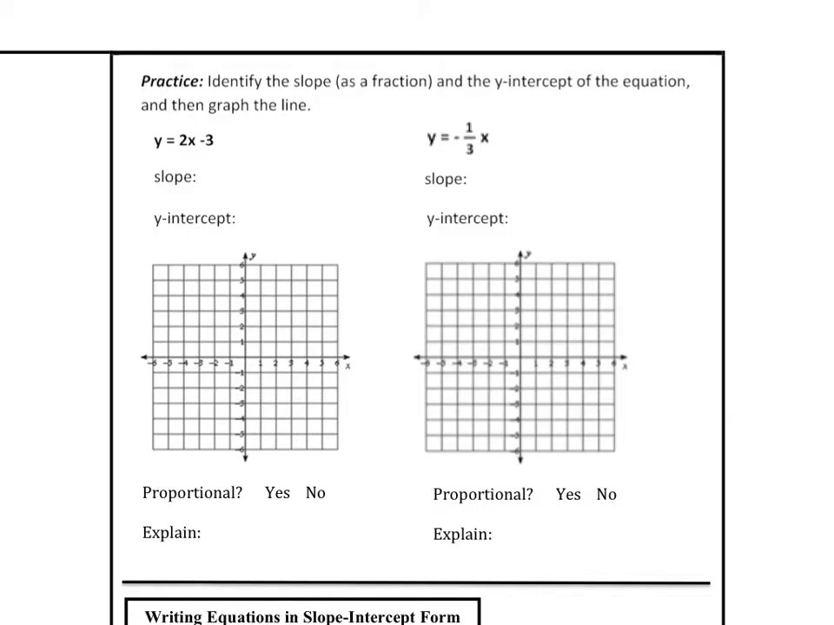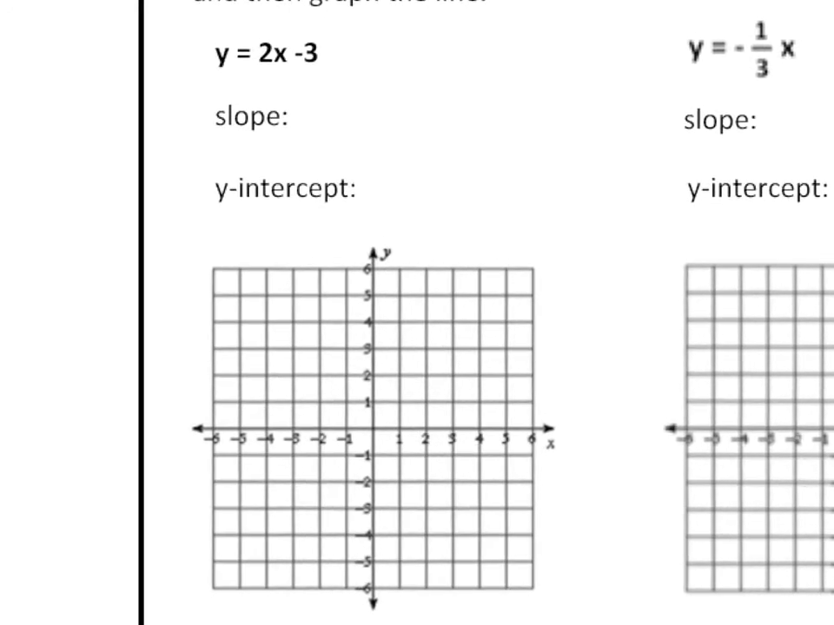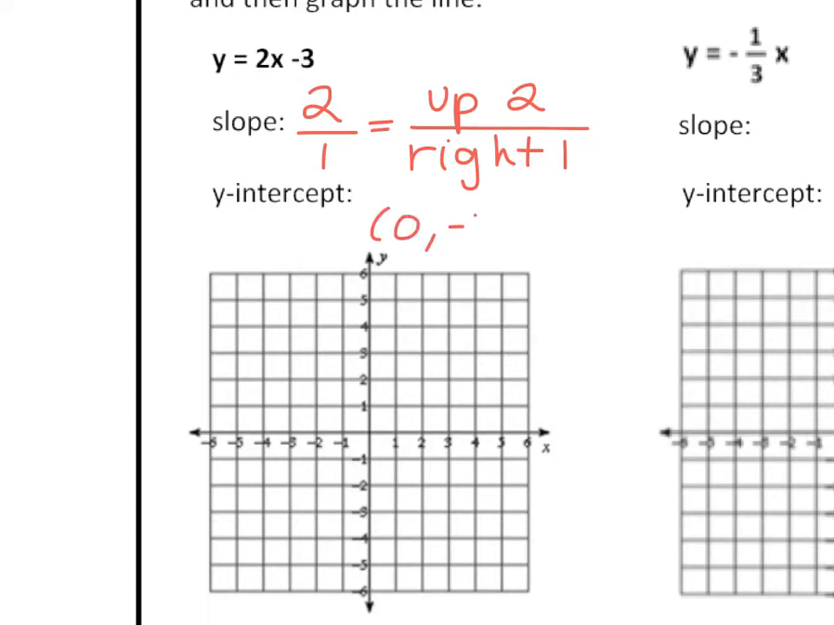Now we're going to practice graphing. We have to tell the slope, the y-intercept, and then graph it. So we're going to make sure we write our slope as a fraction. The slope for this equation is 2 because that's the number in front of x, but I want it to be a fraction, so I put it over 1. This is positive, so slope dude goes up 2, and he always skis to the right 1. My y-intercept is a number by itself, so that would be 0, negative 3.